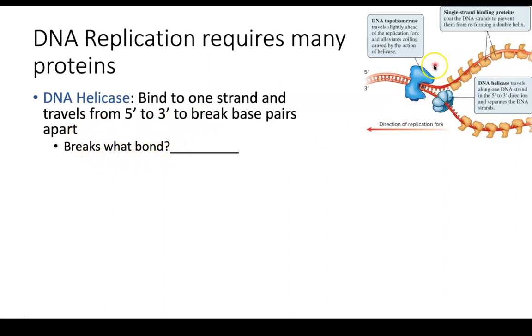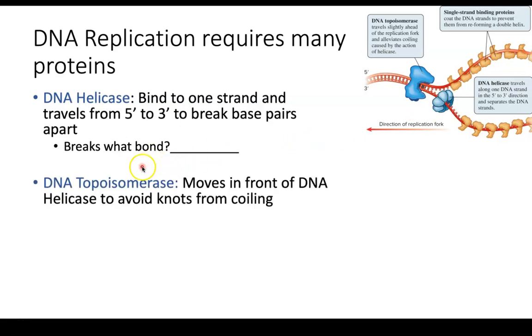Remember, the A will interact with the T, and the G will interact with the C, but they're held together by which bond? A hydrogen bond. I hope you said that. So a hydrogen bond is what holds them together, right? Remember, hydrogen bonds are the weakest bonds, but our DNA helicase will help to separate those two strands because we need to open the strands up so that we can actually copy their code and then make new strands.